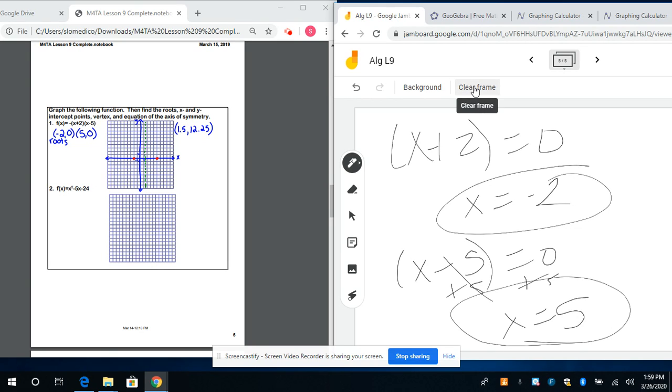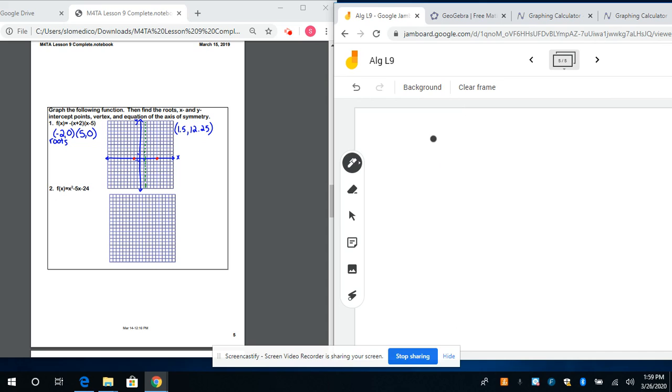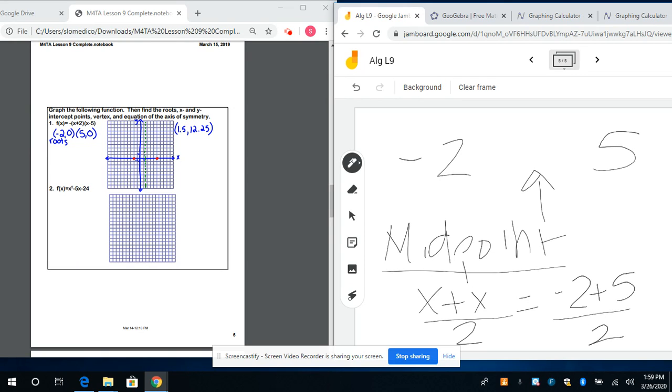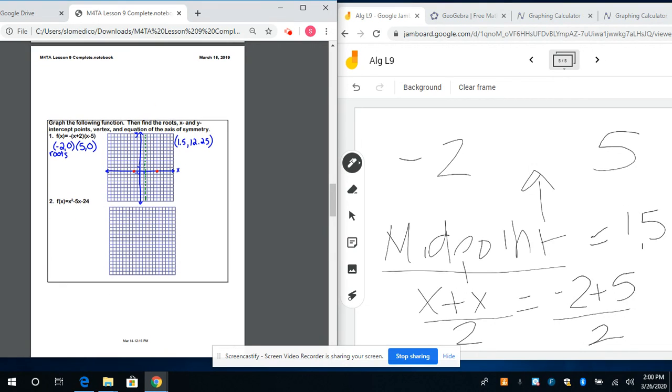So if you're not given the equations and it's in factored form, it's kind of like the midpoint of those two. So I know I have a negative 2 and I have a 5. So I have to find what's in the middle of these two. Well, midpoint formula, right? Add them up. So add the x's and divide by 2. You're finding the average. So negative 2 plus 5 divided by 2. So 3 divided by 2 equals 1.5. Okay, so my 1.5, if you see on my screen, that's where I'm getting the x.